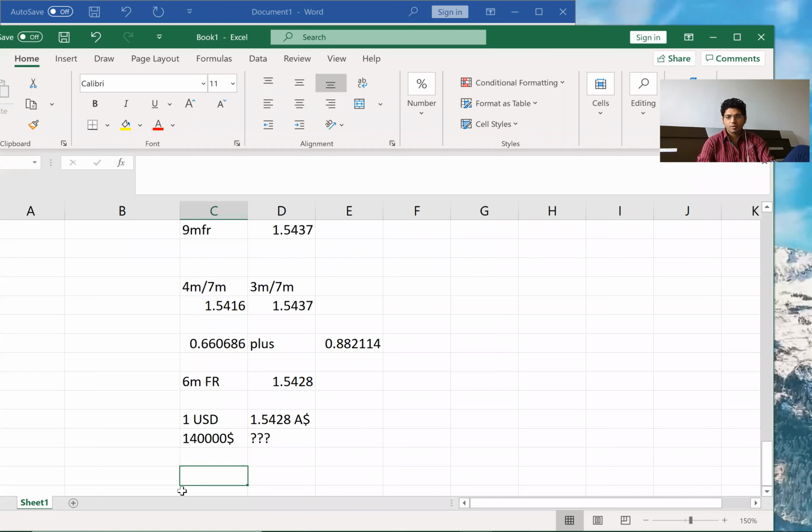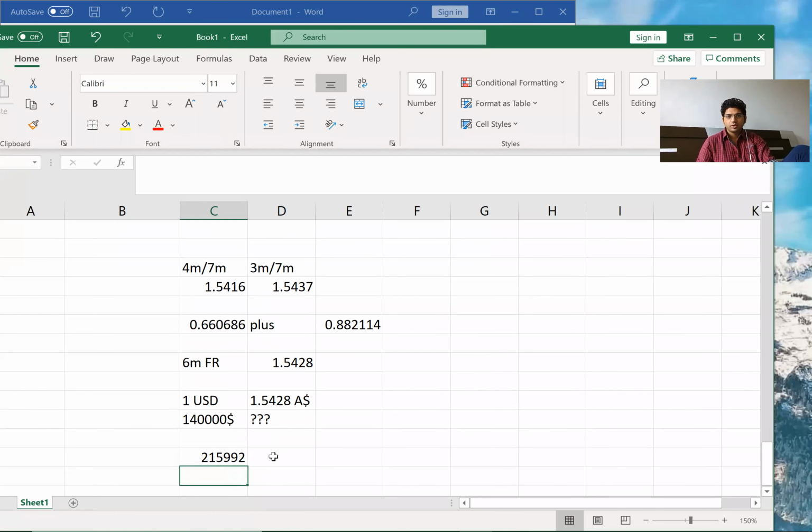So that will be 1,40,000 into 1.5428, which is 2,15,992 Australian dollars.